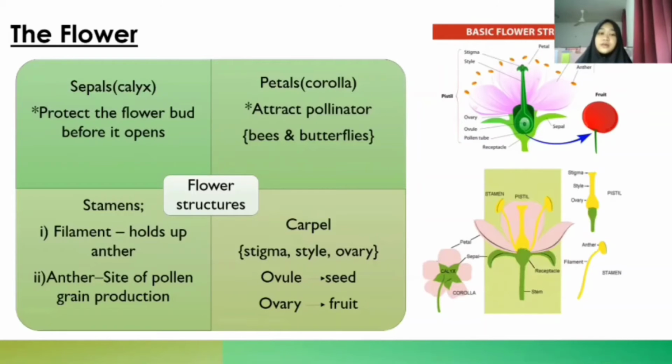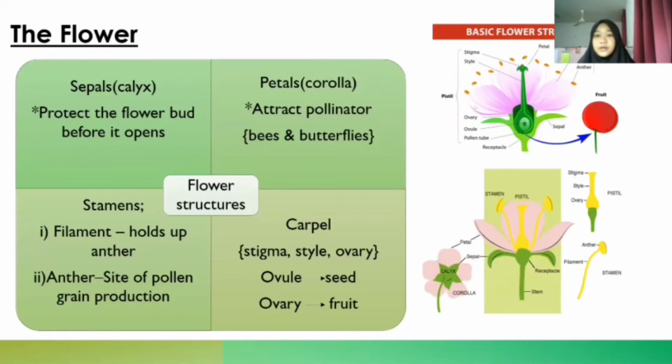Next are the stamens. Stamens consist of two parts, which are the filament and the anther. The filament, a slender stalk, holds up the anther. The anther, a sac-like container, is the site where the microspores are produced. The microspores will develop into the pollen grain. Next is the carpel or the pistil. This vase-like structure is located at the center of the flower and has three major regions, which are the stigma, the style and the ovary.